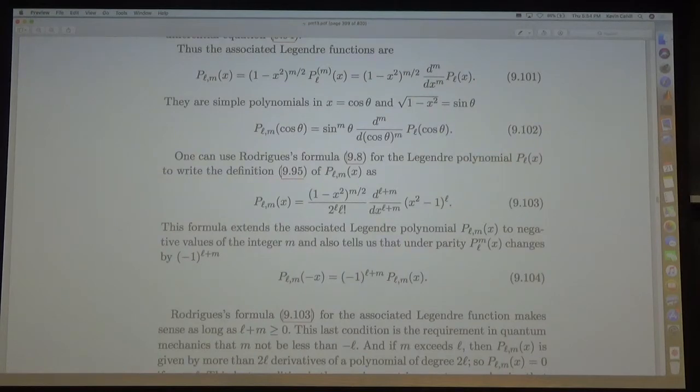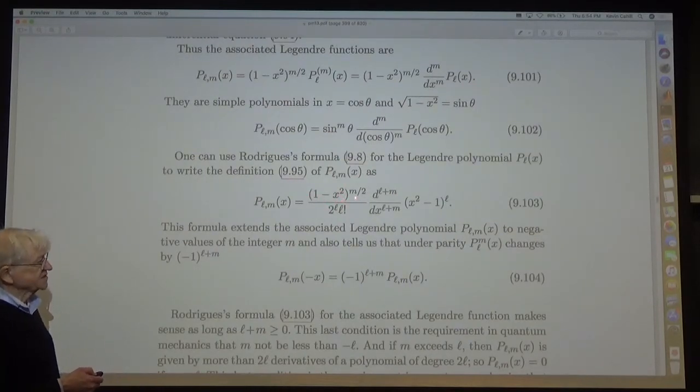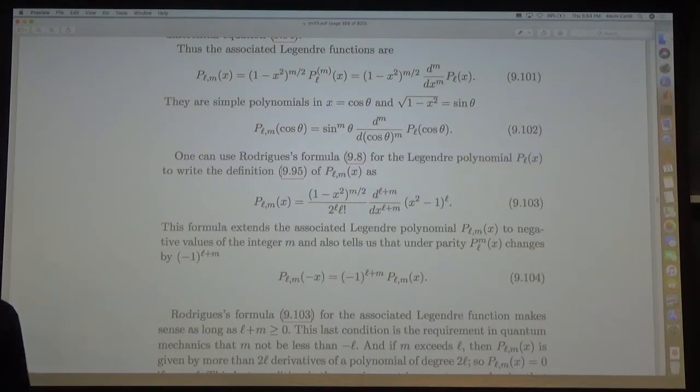So for negative m, this radical is 1 over 1 minus x squared to the m over 2. And over here, we're just subtracting a certain integer m from L if m is negative. This formula also tells us that P_L^m of minus x is, well, there's no effect here, no effect there, but there's a factor of minus 1 to the L plus m. So the parity of the associated Legendre polynomial is minus 1 to the L plus m.